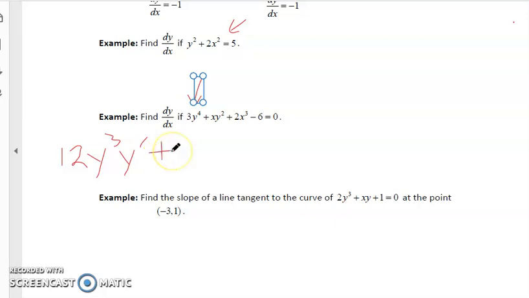Plus. And now the second piece, product rule. So let's put some brackets. We'll put our answer here in brackets. And let's do it piece by piece very carefully.